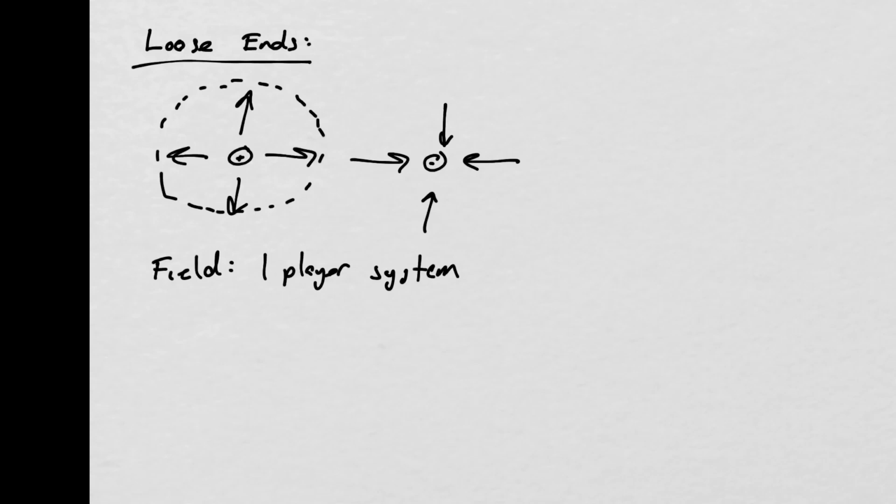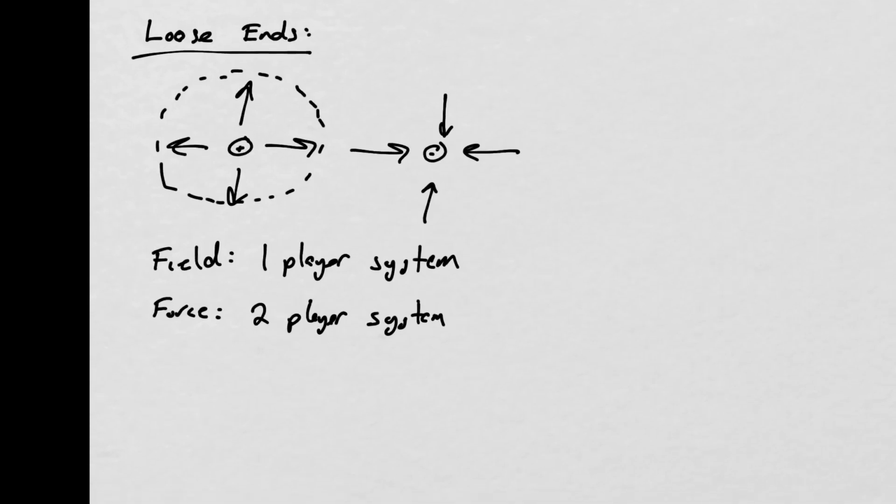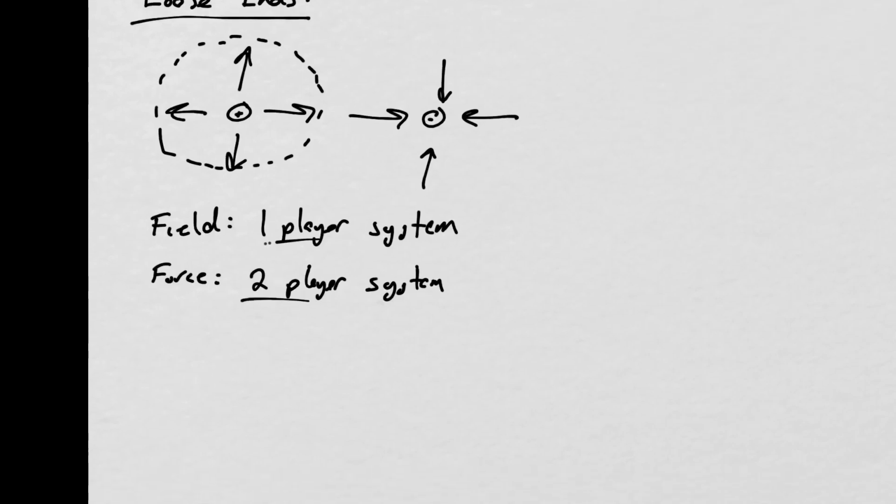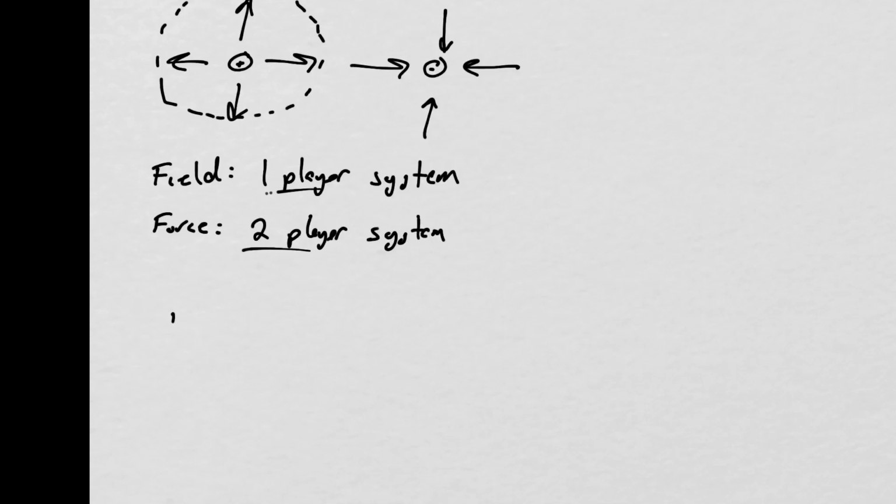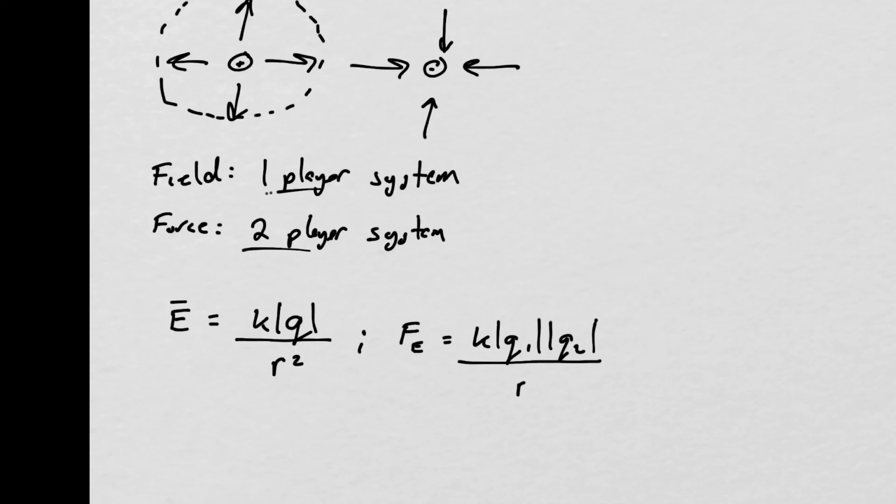Whereas force, right, was the two-player system. That's the system where you talk about the electric force of one particle acting on another. We need two players to play this one, and this one we only need one. That gives us right away then the formula for the electric field, right? It's going to be K Q over R squared, whereas the electric force required two charges, K Q1 Q2 over R squared.